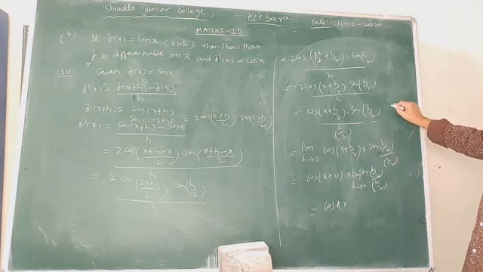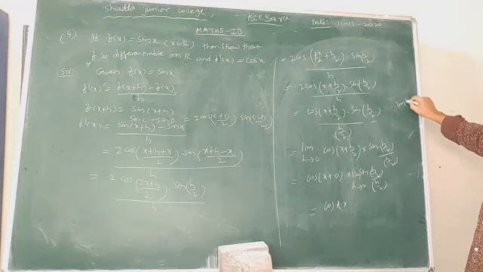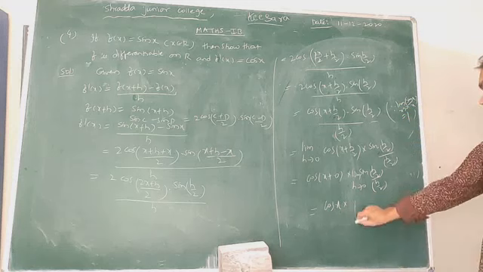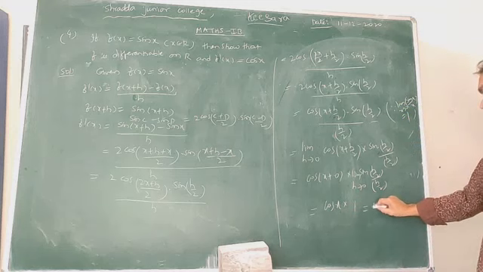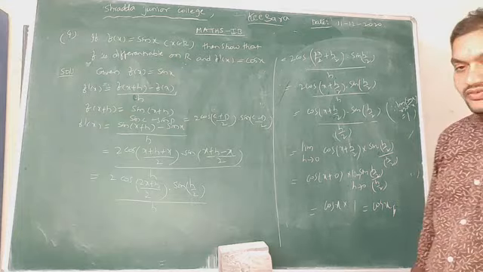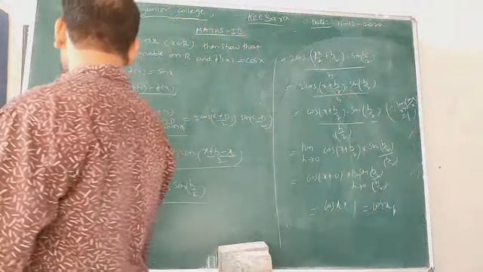See, now this is in which form? Limit sin x by x. This equals what? 1, as limit x tends to 0. So cos x into 1 is nothing but cos x. So this is our required answer.